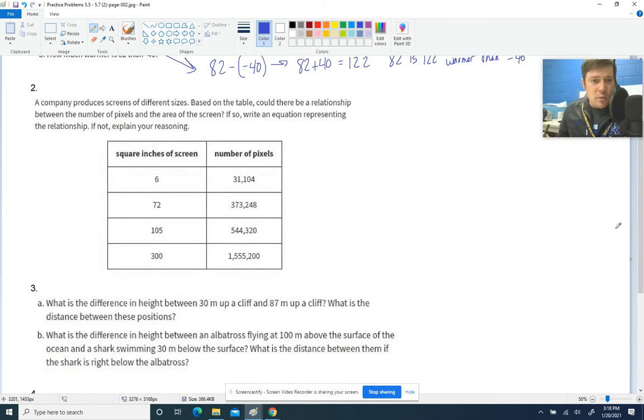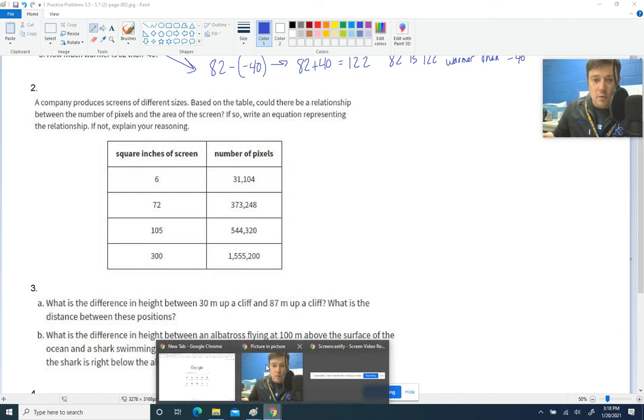A company produces screens of different sizes based on the table. Could there be a relationship between the number of pixels and the area of the screen? If so, write an equation that represents the relationship. If not, explain your reasoning. So if there's a relationship between these, that means that all of these have a constant of proportionality. So what I'm going to do is divide these two and find it and see if it applies to all of them.